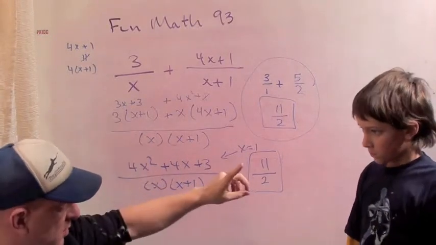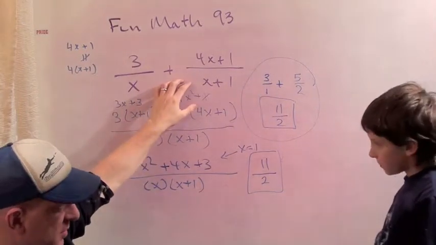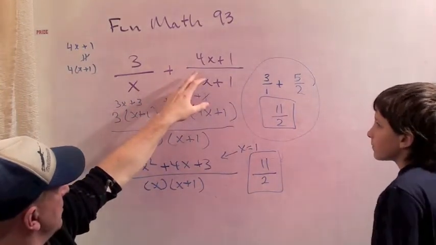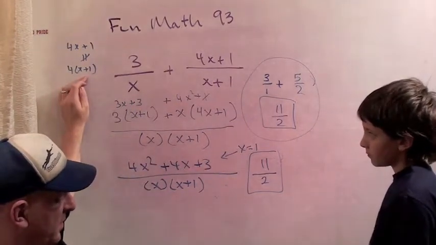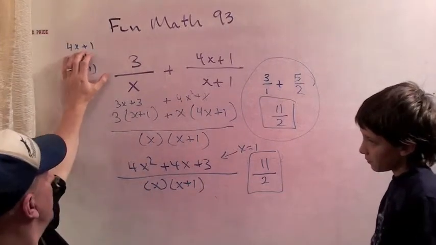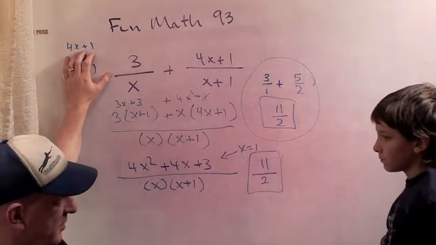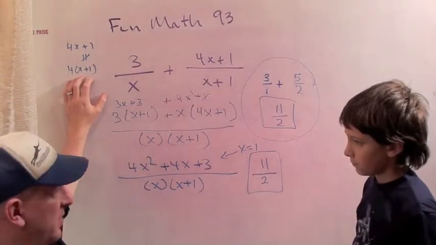So, a couple points. Put an x equals 1 at the beginning. That will help you understand the problem. 4x plus 1 is not the same thing as 4 times x plus 1. That's important. If you're confused about that, just put in a number. 4x plus 1 is 5 when you put in x equals 1. 4 times x plus 1 is 8. Is there ever a situation where 5 equals 8?